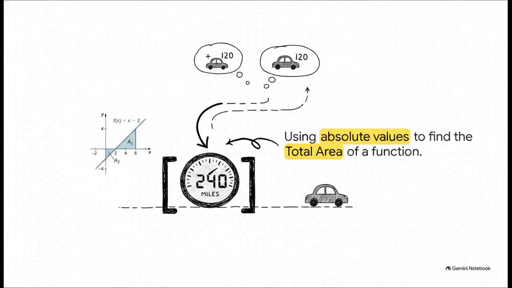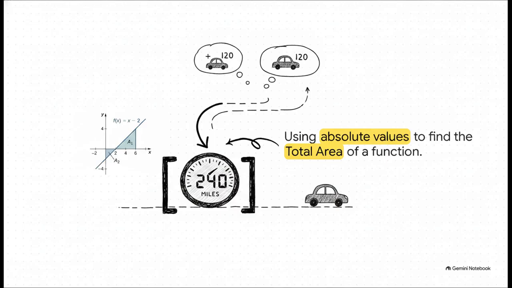I mean, the car still burned gas, right? The tires still experienced wear and tear. You drove 120 miles out and you drove 120 miles back. In this specific case, to find the true total area, we mathematically place absolute value bars around the function. This forces that southern drive to be treated as a positive distance. Now we just add them up, finding a total area traveled of 240 miles.